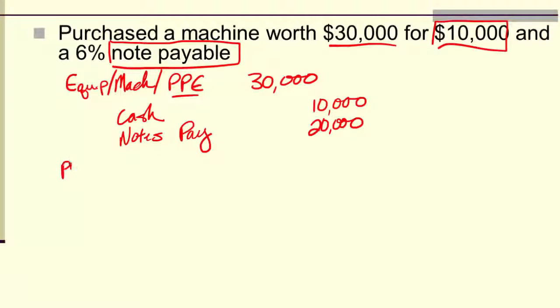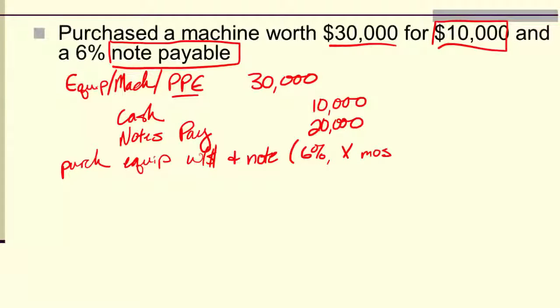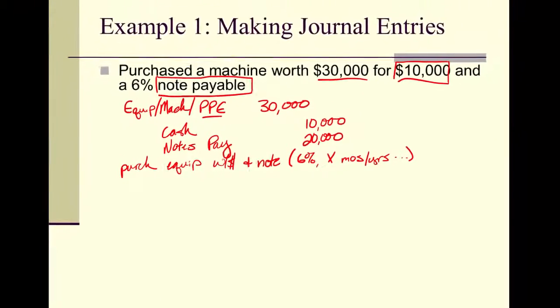Okay, this is to purchase equipment with cash and a note, and this is one of those places where I would include a little more detail. I would probably call this a 6%, X number of months or years, and include all the other information about my note, because I'd want to be able to come back and reference that later.